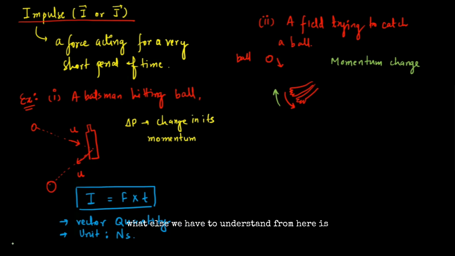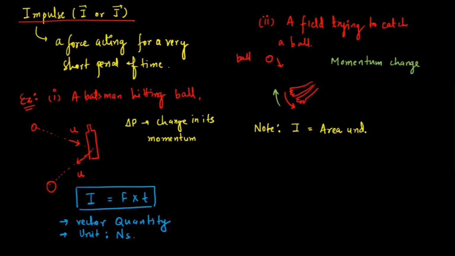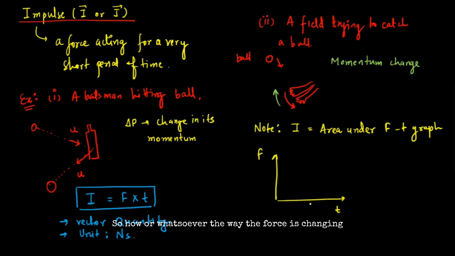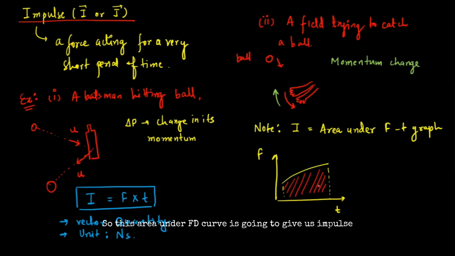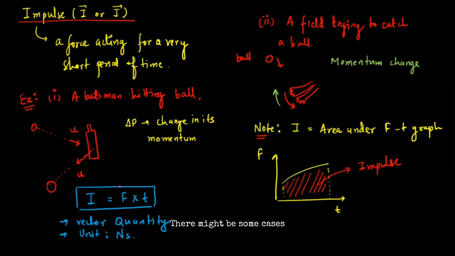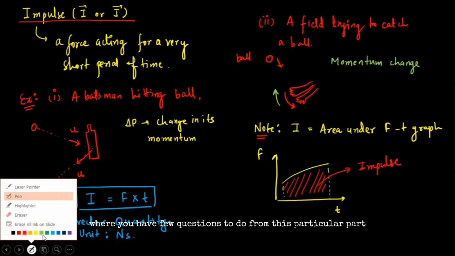What else we have to understand from here is that suppose we have to find impulse. So impulse can also be found using the area under the F-T graph. So we have an F-T graph of any type, like for example, there is a force and there is a time. However the force is changing, the area under the curve is going to give us impulse. So this area under the F-T curve is going to give us impulse. This is also one such thing that you need to remember. There might be some cases where you have a few questions from this particular part.